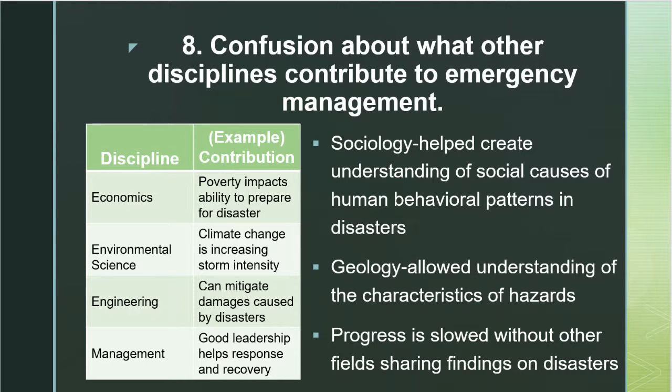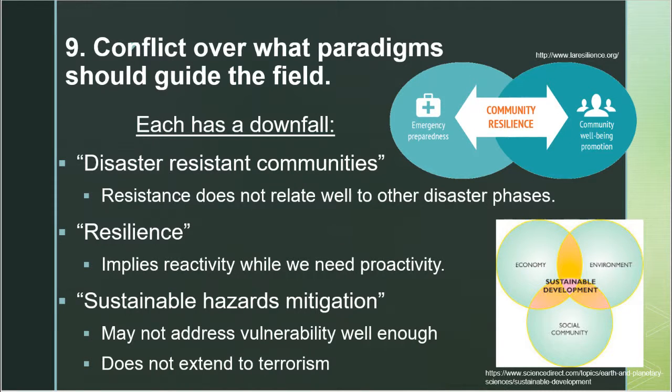8. Confusion about what other disciplines contribute to emergency management. Expanding research to new variables of disasters means we must be open to research of their accompanying disciplines rather than sticking with foundational geology and sociology alone. 9. Conflict over what paradigm should guide the field. From disaster-resistant communities or resilience to sustainable hazards mitigation, each proposed idea has their own downfalls and benefits.